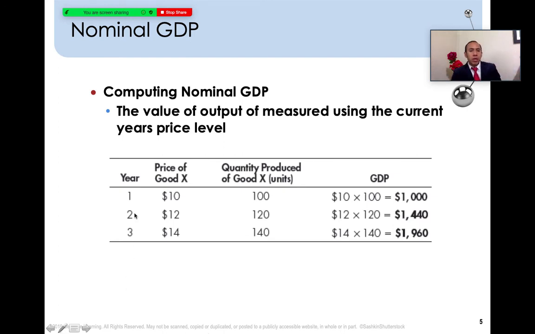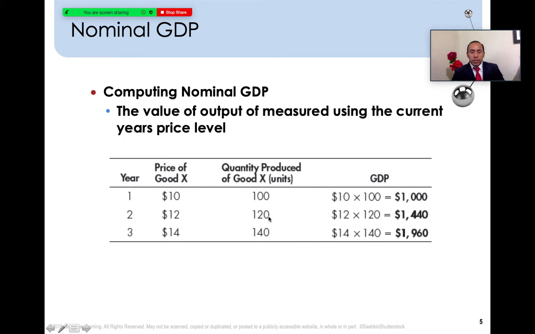So we have current year number one: the price of good X is $10, and the quantity of good X produced is 100 units. We multiply 10 times 100 to get the value of nominal GDP. $10 times 100 is $1,000, the level of output. Year number two, we have an increase in the price to $12 for good X.